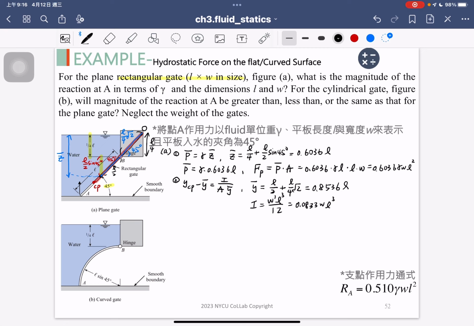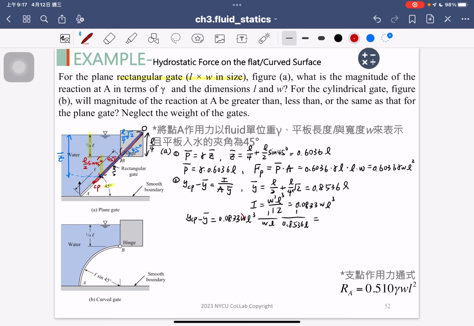Okay? Since we already have all the unknown parameters, we can first compute YCP minus Y bar, which will equal I, right now 0.0833 WL cubed, divided by the total area, which is WL, and also divided by the Y bar length, which right now is 0.8536 L over 1. So you can cancel out some parameters.